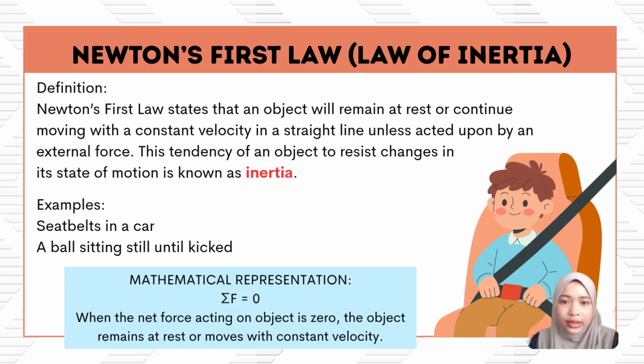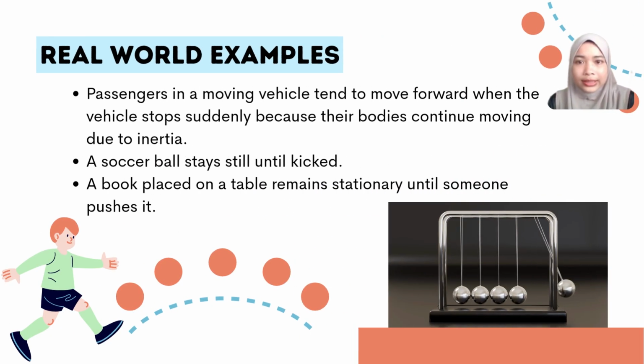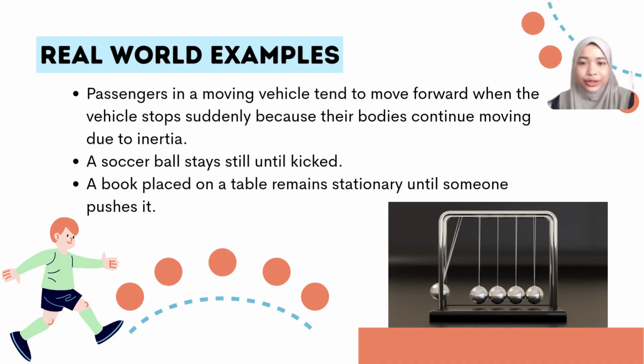As you can see, the mathematical representation is the sum of net force is equal to 0. When the net force acting on an object is 0, the object remains at rest or moves with constant velocity. For real-world examples: first, passengers in a moving vehicle tend to move forward when the vehicle stops suddenly because their body continues moving due to inertia. Second, a soccer ball stays still until kicked. And the last one is a book placed on a table remains stationary until someone pushes it.